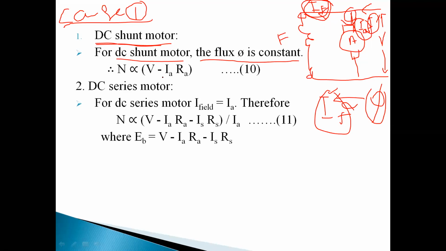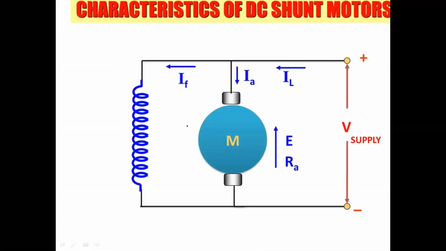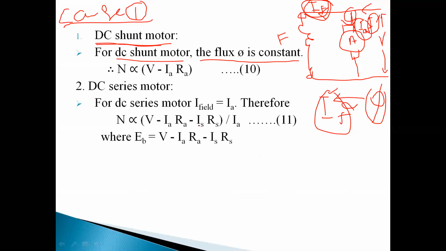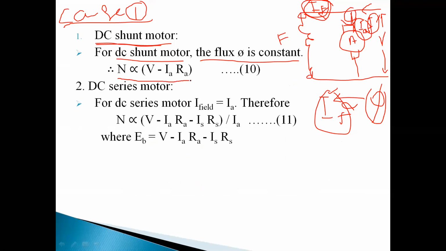Flux phi is constant. Flux phi is constant means, from the speed equation, N is proportional to V minus I R A by flux. Flux is constant, therefore that is removed. From this equation, N is proportional to (V minus I R A) by flux. Flux is constant, so the constant is also removed. That means N is proportional to V minus I R A in a shunt motor, because flux is constant in a shunt motor.